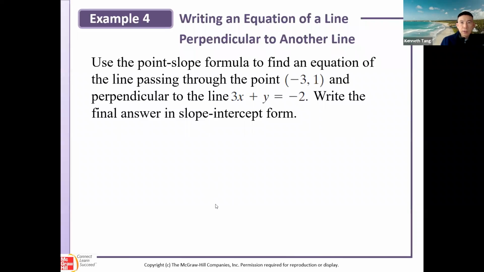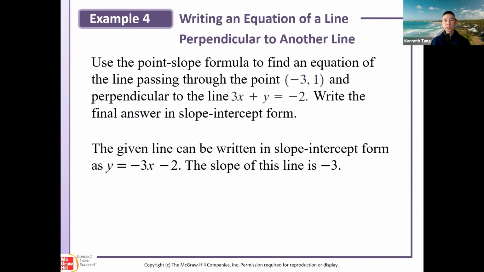Use the point slope formula to find an equation of the line passing through the point -3 and 1 and perpendicular to that line. They want you to write the final answer in slope-intercept form. If it's perpendicular, at the very beginning I have to find the slope of the given equation. The slope is found when you solve that standard form equation into slope-intercept form.